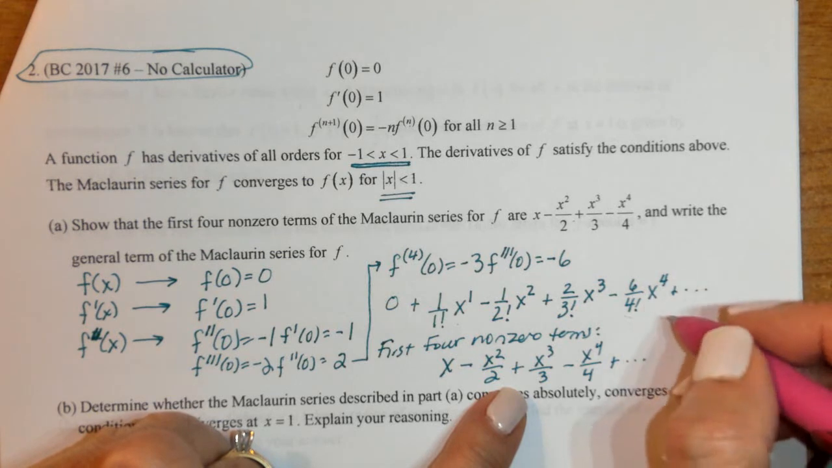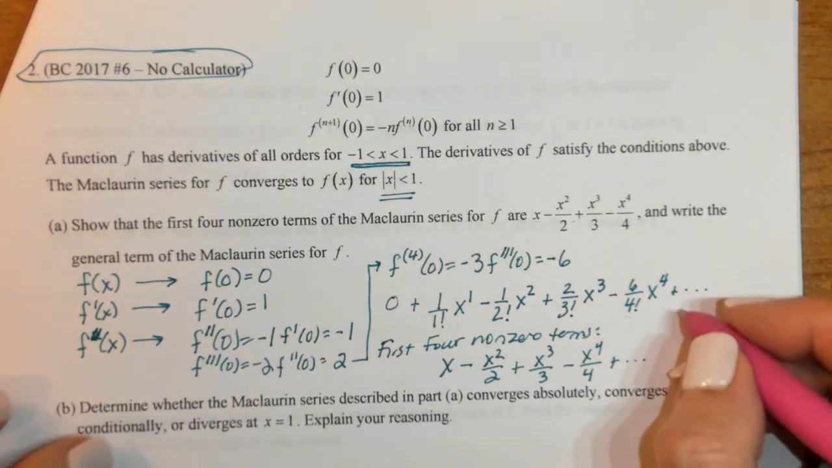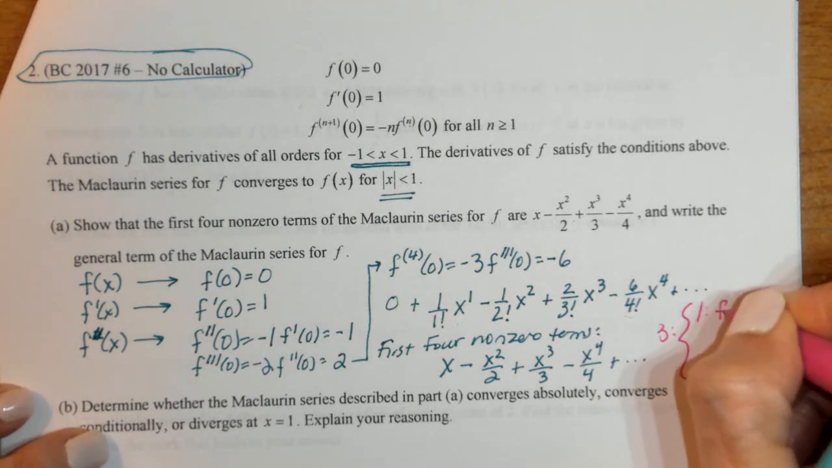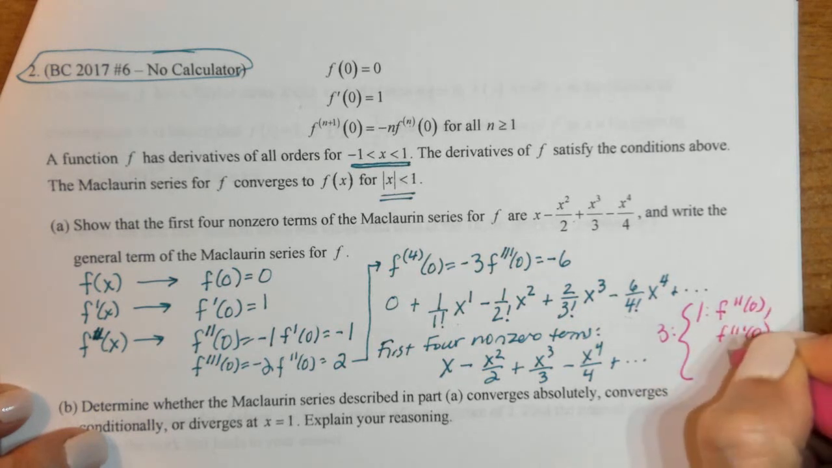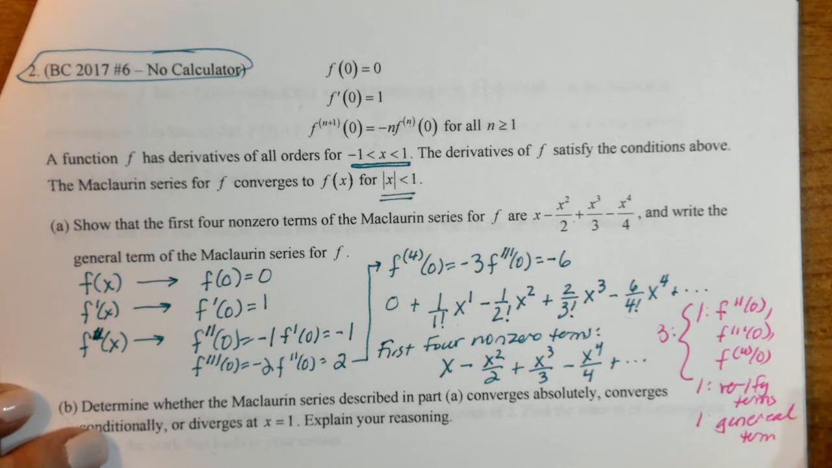So I got there. This was worth 4 points. Is that what 4? No, I'm on 20. I was reading off of 2016. This was worth 3 points. 1 point was for f double prime of 0, f triple prime of 0, and the fourth derivative at 0. The next point was for verifying the terms. And then the last point was for the general term, which we did not do. We did not do the general term because I didn't read the question accurately.